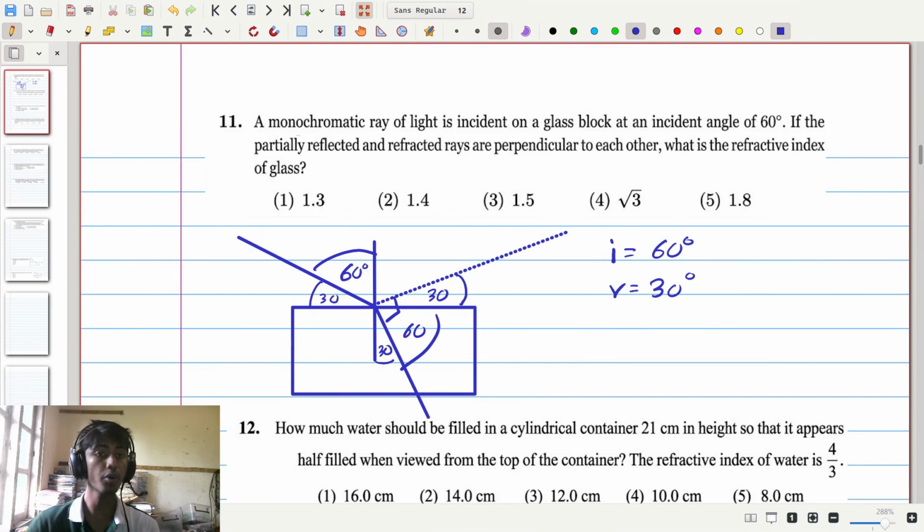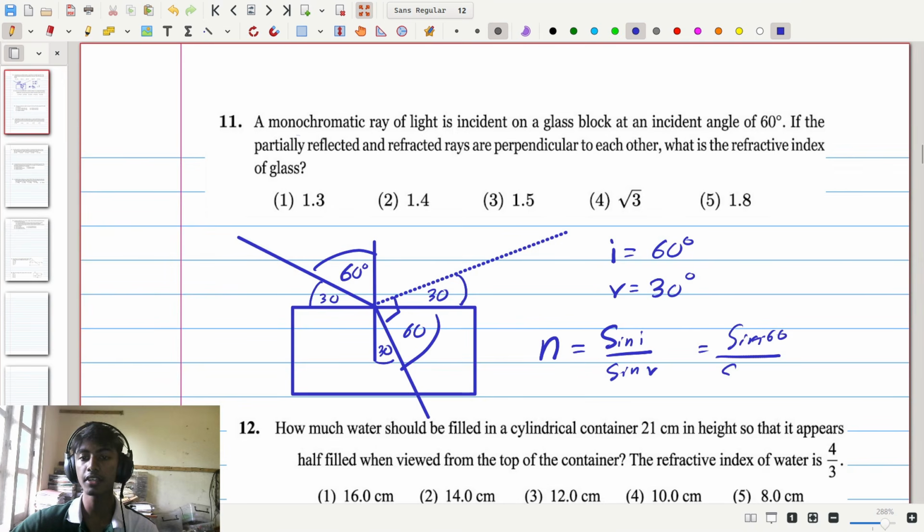From this, we directly apply Snell's law and say the refractive index of the glass is equal to sine I over sine R, which is equal to sine 60 over sine 30. Sine 60 is equal to root 3 over 2, and sine 30 is equal to 1 over 2. Dividing these two, the 1 over 2 and 1 over 2 cancel, leaving us with root 3, and therefore the refractive index is equal to root 3. So the final answer here is root 3.